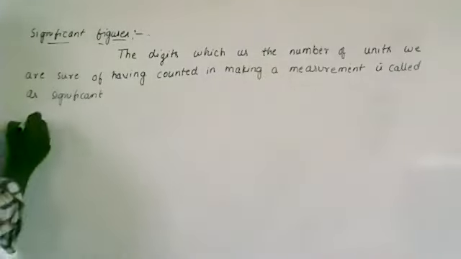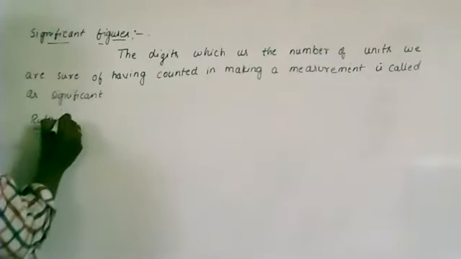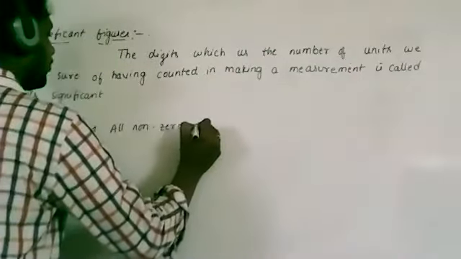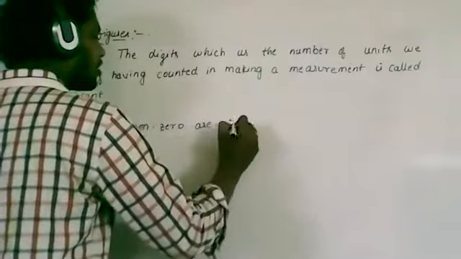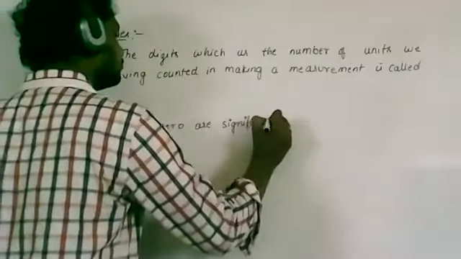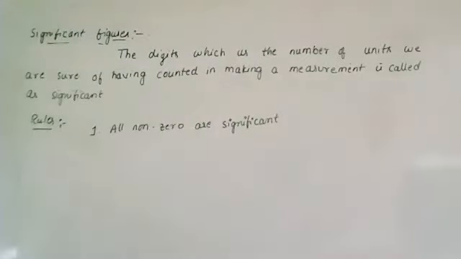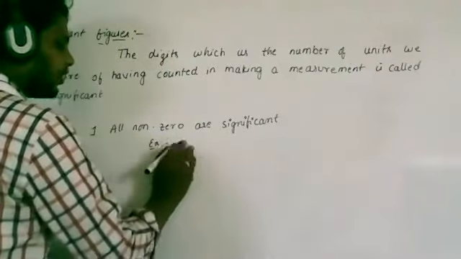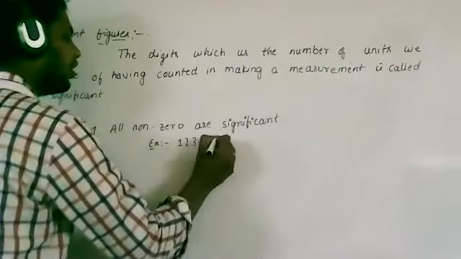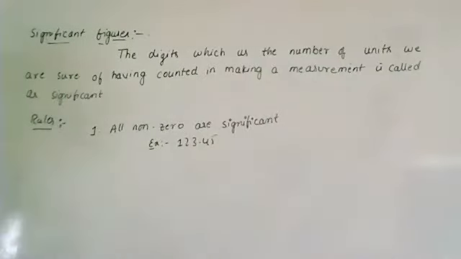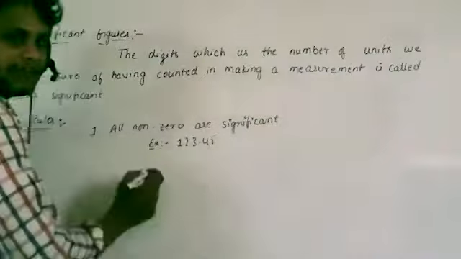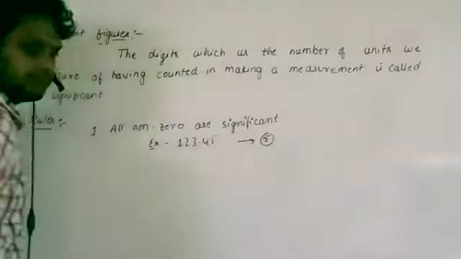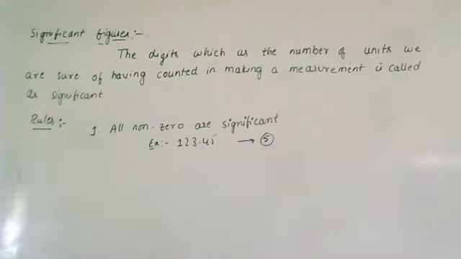Now to find out the significant figures, you have some rules. I will tell you those rules. The first rule is: all non-zero numbers are significant. For example, I'll give one value, 123.45. All these are non-zero digits, so all are significant. How many significant figures are there? 1, 2, 3, 4, 5. So the number of significant figures is 5.